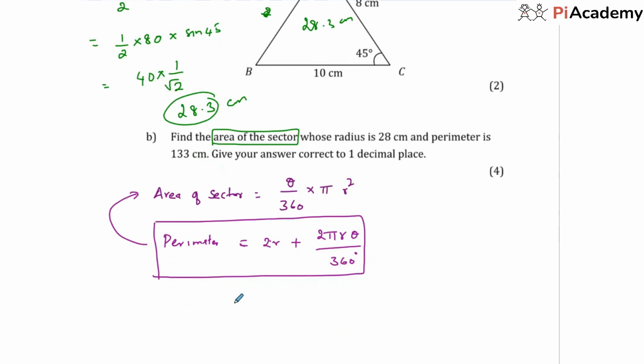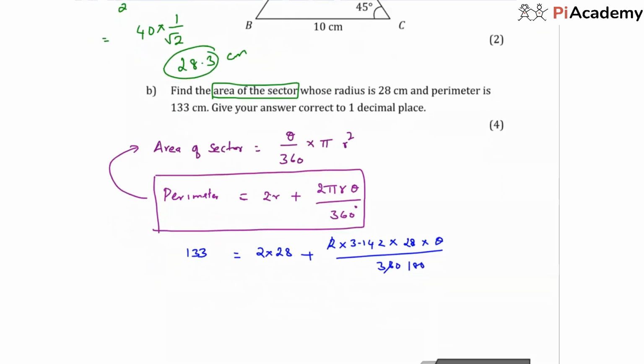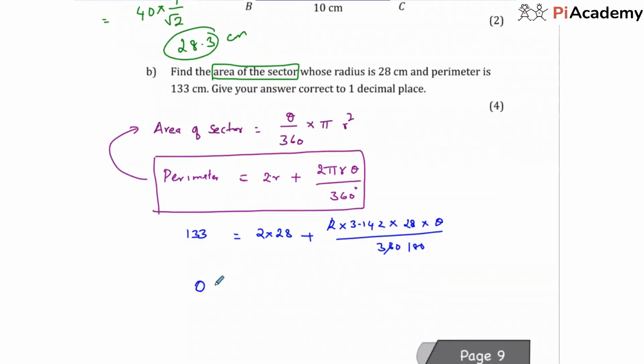So now see, 2 times you have perimeter is 133. 133 is equal to 2 times radius, that is 28, plus 2 times 3.142 times r is 28 times theta divided by 360. Okay, so this 2 and 180 times. Now you need to simplify this. Can you do this? Use your calculator and tell me what is theta, all of you.